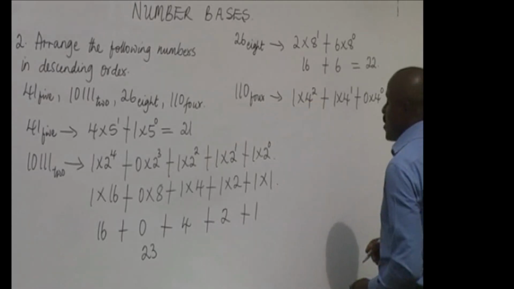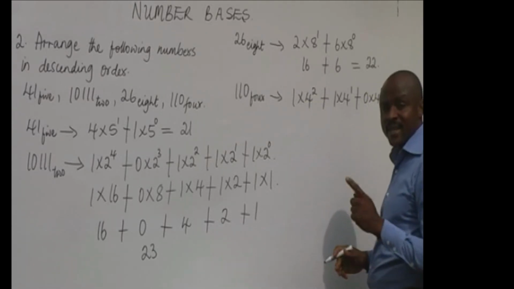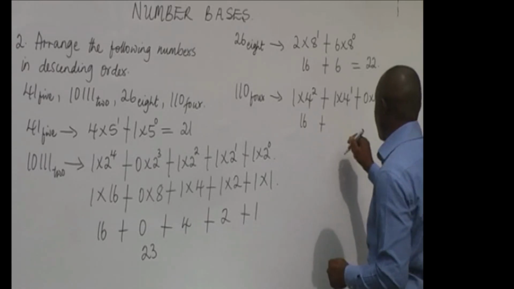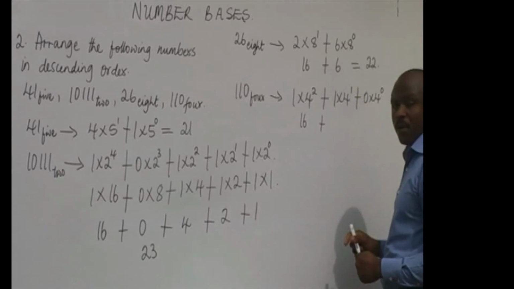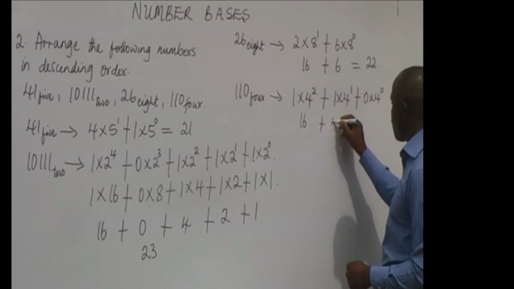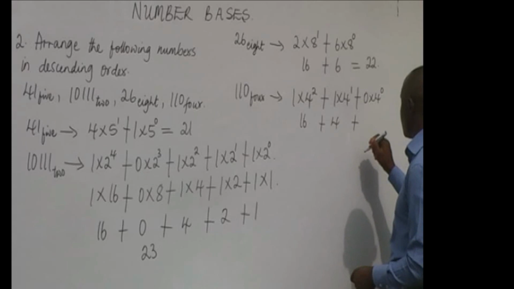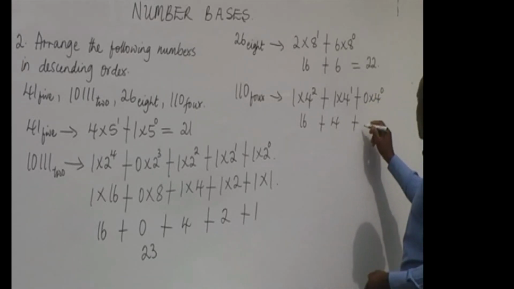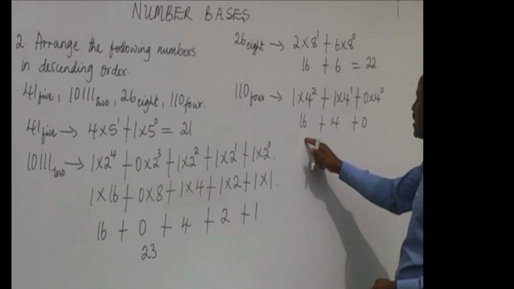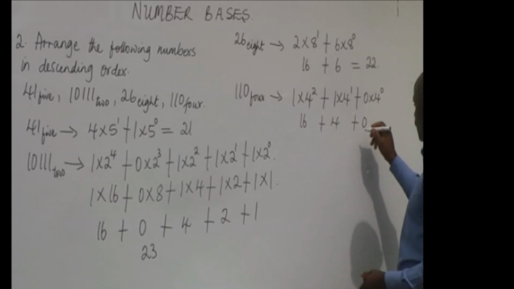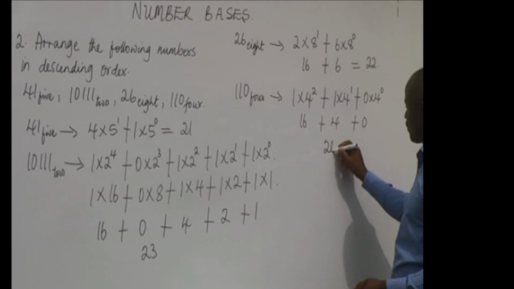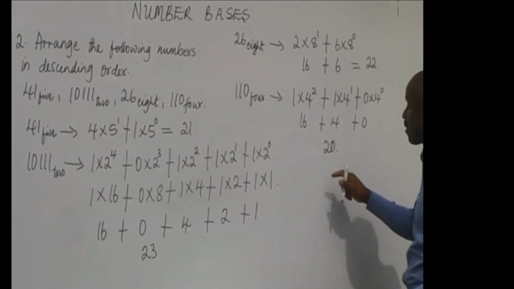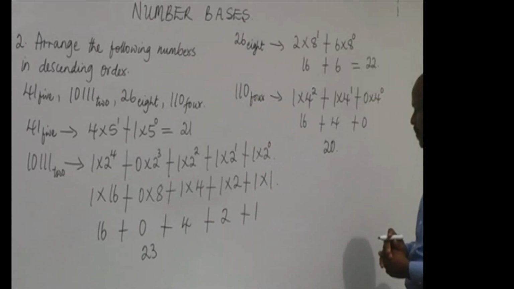4 squared means 4 times 4, and 4 times 4 is 16. That means 16 times 1 will give you 16. Plus 4 exponent 1 means 4. Then 4 times 1 will give you 4. Plus anything exponent 0 is 1. Then 1 times 0 will give you 0. So add 16 plus 4 will give you 20. That means 110 base 4 has the same value of 20 base 10.